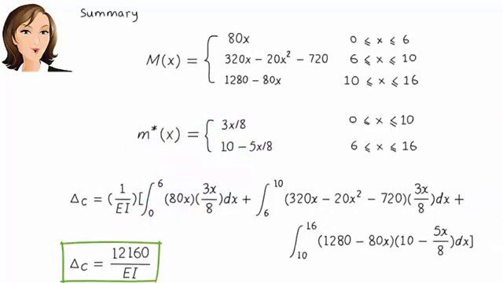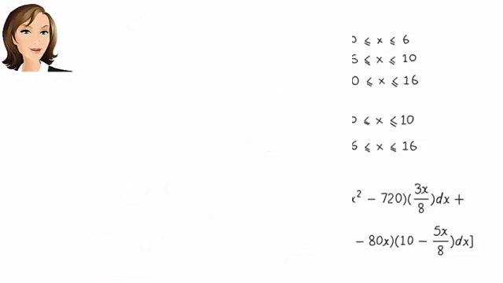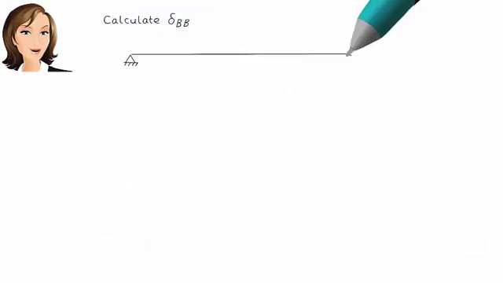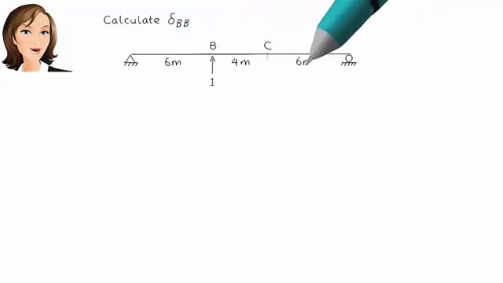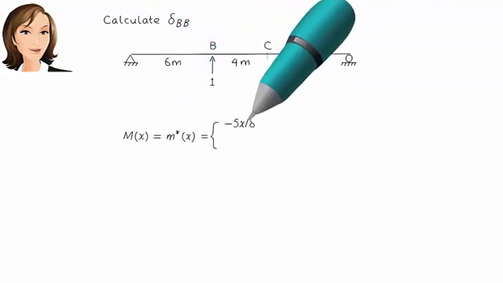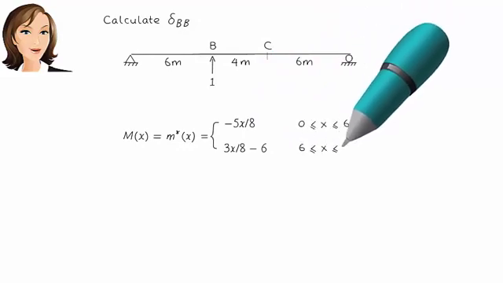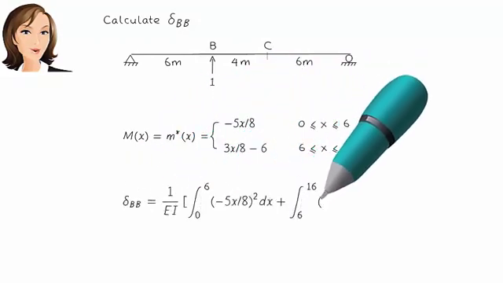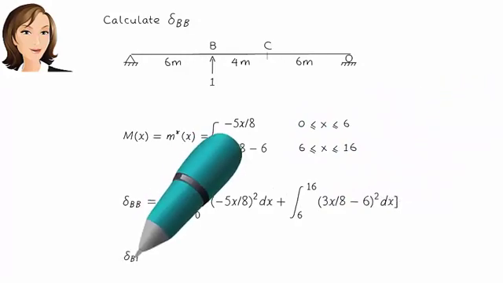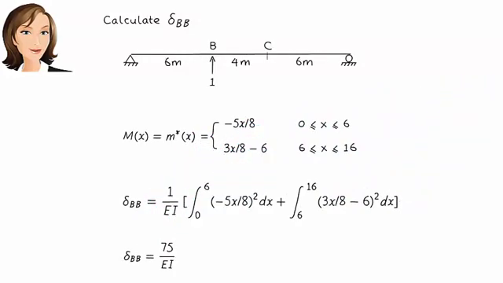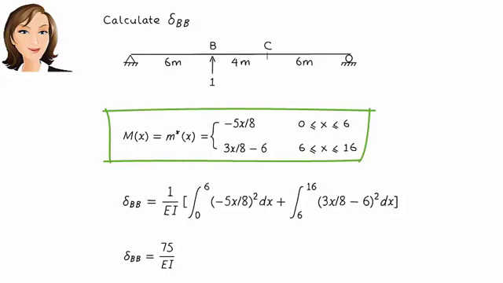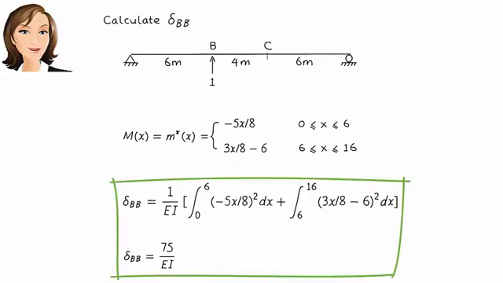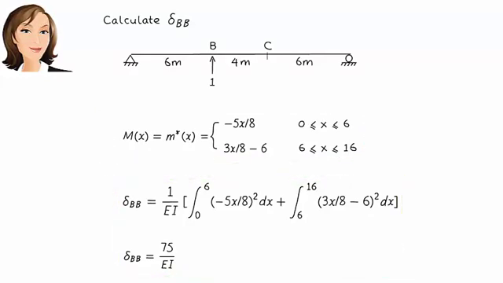We have 4 more displacements to calculate. First, let's determine delta BB. This is the vertical displacement at B due to a vertical unit load applied at B. Since the unit load and the virtual unit load are applied at the same point and in the same direction, m and m star are going to be the same. Here are the bending moment equations. And here is the equation for delta BB.